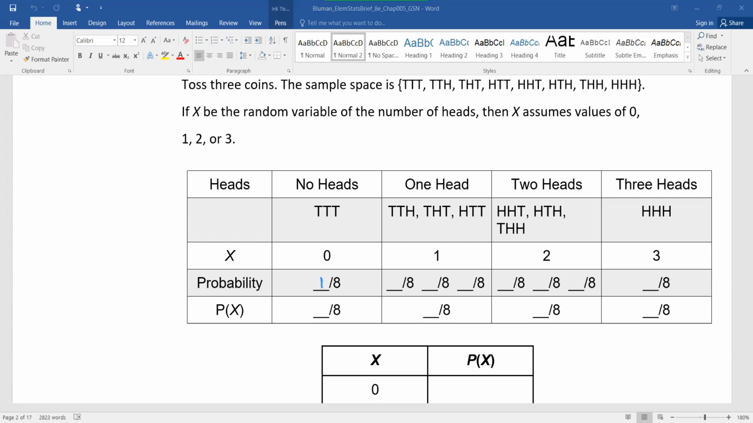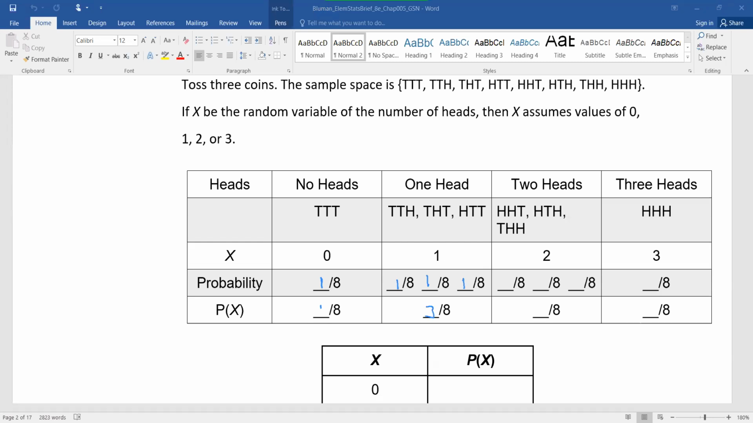How many options for each one of these? So for instance, what's the probability of getting tails, tails, heads? 1. Probability of getting tail, heads, tails. 1. Probability of getting head, tails, tails. 1. So 1/8 plus 1/8 plus 1/8 gives me 3/8.